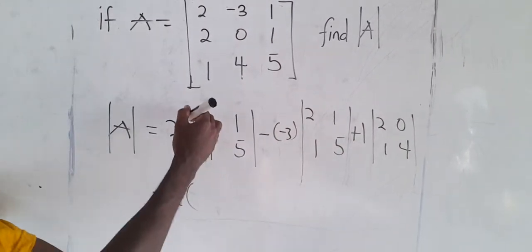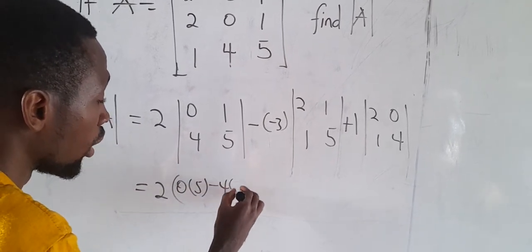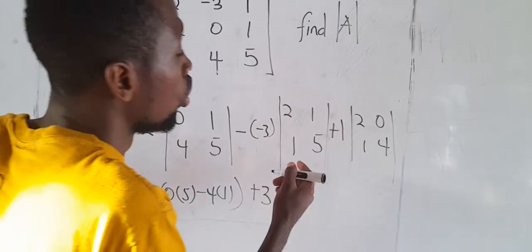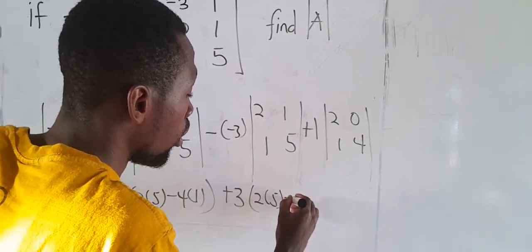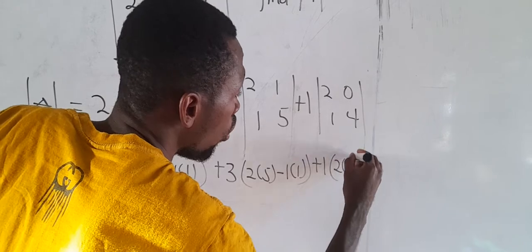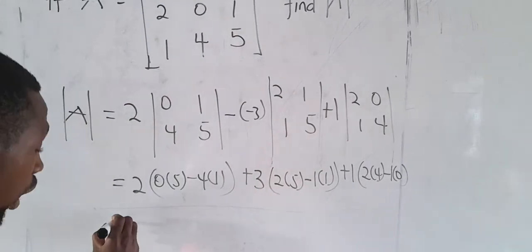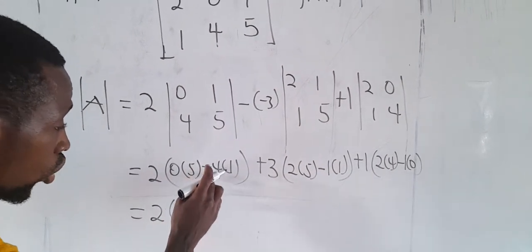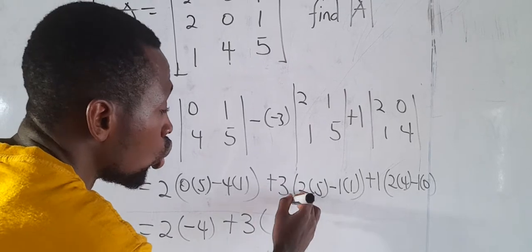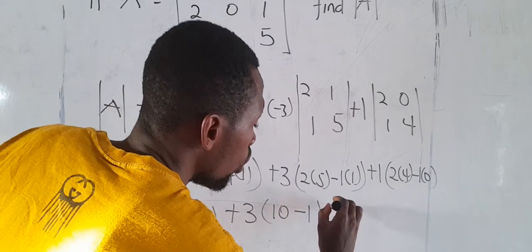So 2. Remember to find the determinant: this multiply this minus this multiply that. So 0 multiply 5 minus 4 multiply 1. Then this will be plus 3. Remember that? Negative, negative will be positive. So then 2 times 5 minus 1 times 1. Then plus 1 times 2 times 4 minus 1 times 0. So we simplify that. 2, remember 0 times 5 is 0, then minus 4 times 1 will be minus 4. Then plus 3, 2 times 5 is 10, 1 times 1 will be minus 1. So let's go. Plus 1.